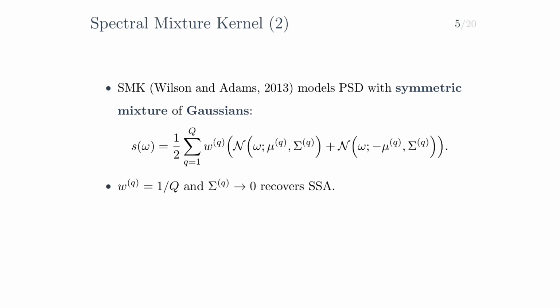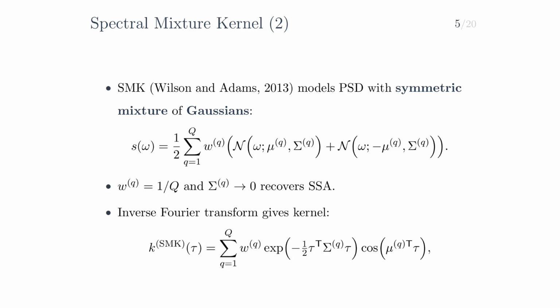If we inverse Fourier transform the PSD assumed by the spectral mixture kernel, we get the spectral mixture kernel, which is of the following form. Indeed, if we let the covariance matrix go to 0, then this exponential factor becomes 1. If we then set the weight to be 1 over q, then we recover the form of the kernel assumed by the sparse spectrum approximation.